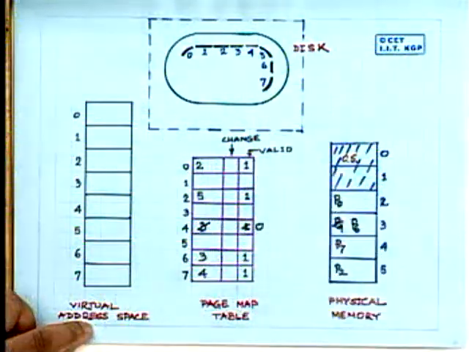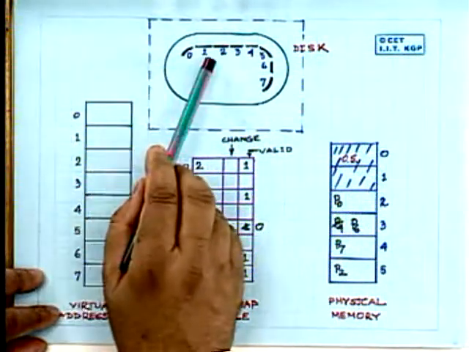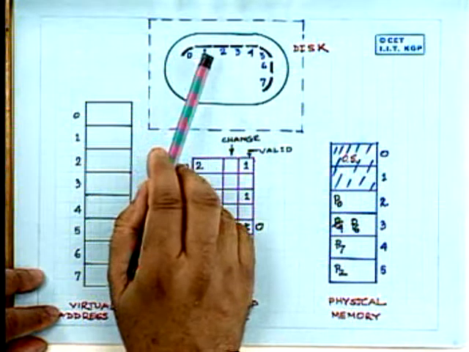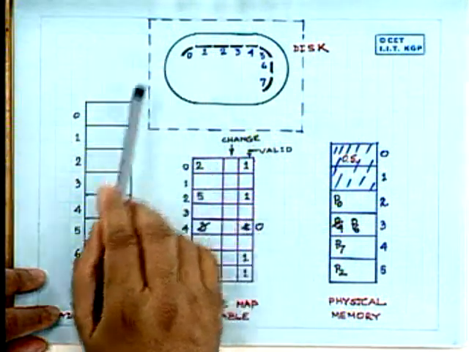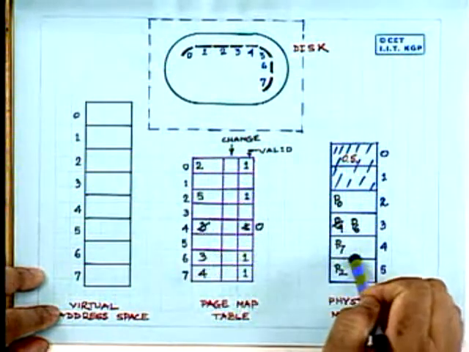Now, that is the picture that we have, which means at any instant of time, the page map table gives me not only the mapping, but also what pages are there in the physical memory, in which frames, by means of this valid bit. Now, bringing the page from the secondary storage, the disk, into the physical memory, we call it swap in.